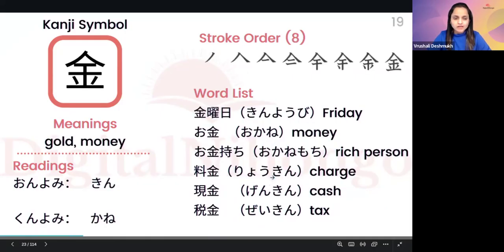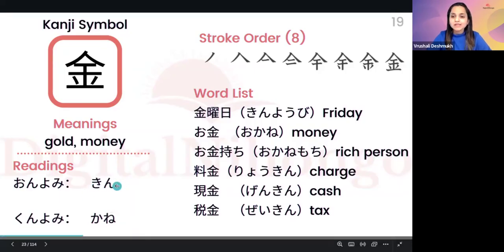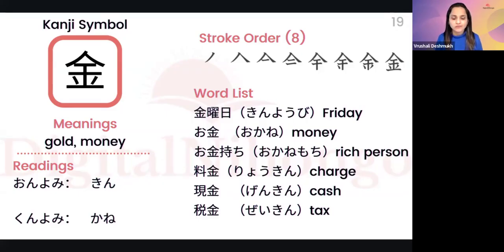Okay. Then the next kanji is for gold or money. The same kanji has two different meanings, gold or money, with the readings kin or kane. Kin is gold and kane is the word for money. Okane. You might have heard this word. Okane is money. Kinyobi, Friday.